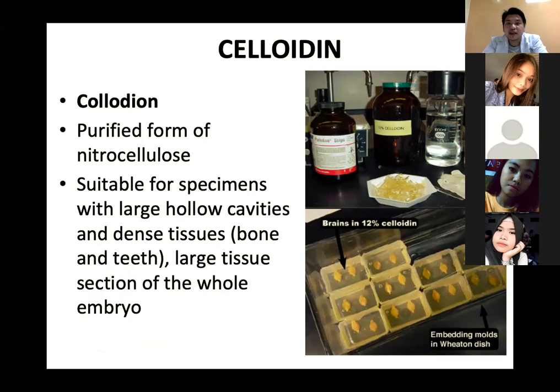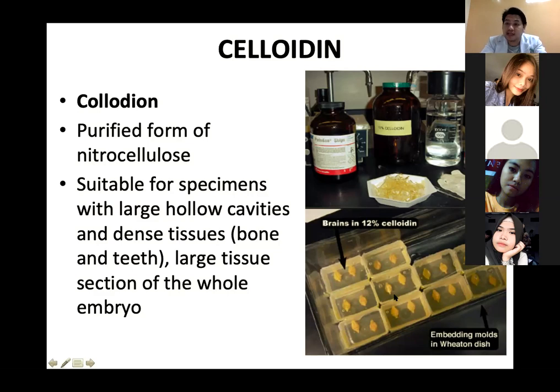Okay. Next, a good example, or the most widely used aside from paraffin, we have celloidin. Celloidin, also known as collodion, is a purified form of nitrocellulose. Suitable for specimens with large hollow cavities and dense tissues. For example, bones and teeth. So large tissue sections of the whole embryo. If you can see in the picture, it is more clear. The end product of celloidin as an impregnating medium is more clear than using paraffin.